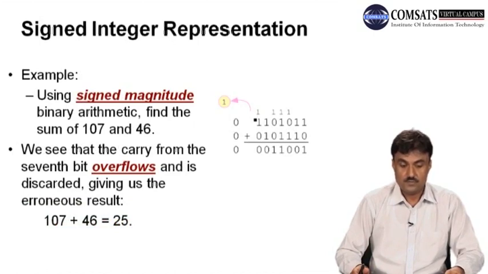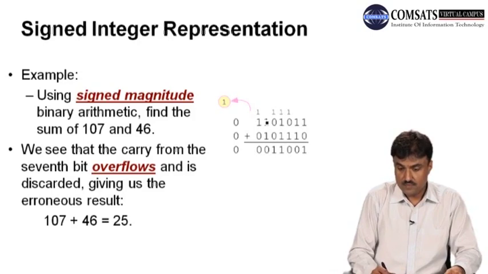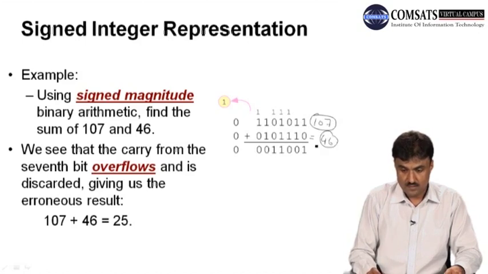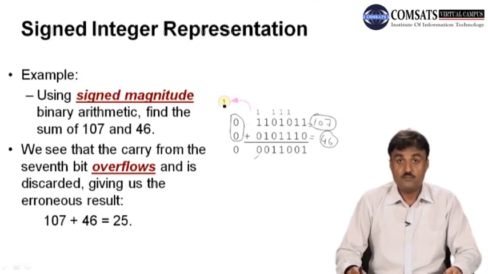Using signed magnitude binary arithmetic, we will find the value for two decimal numbers, 107 and 46. Here you can see we have the value for 107 in decimal, converted into binary, and here the value 46. Now what will happen if we add these two numbers? At the last digit, the 7th digit, because the next digit is reserved for the sign, if we add this one, 0 will be here and 1 will be a carry. Now if this carry is there at the 7th bit, it will be considered an overflow, and this carry is discarded.